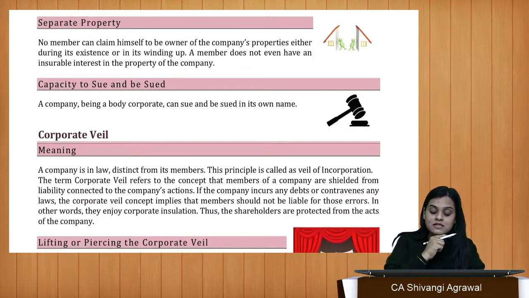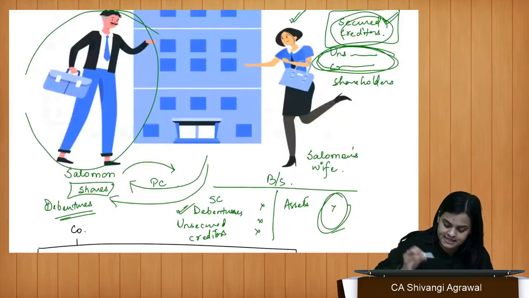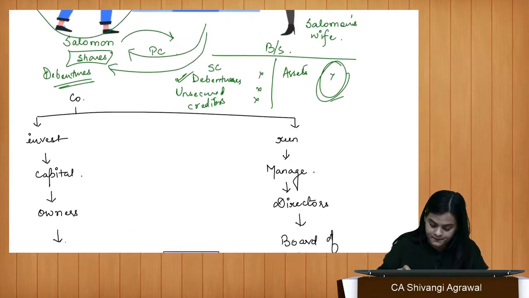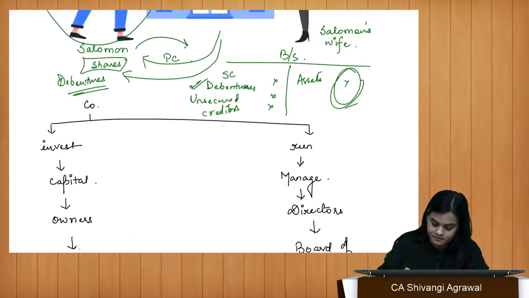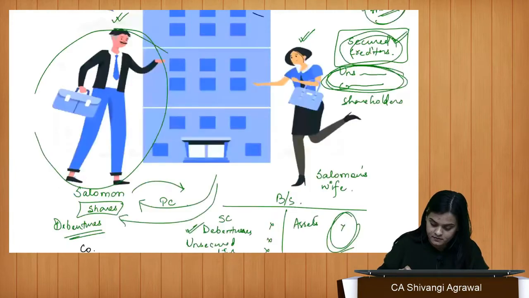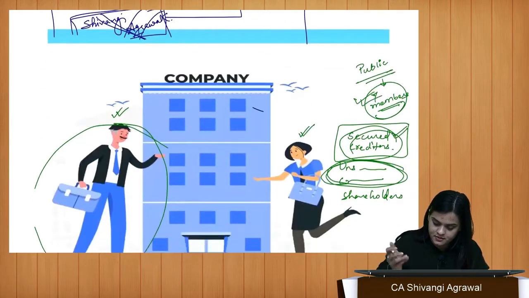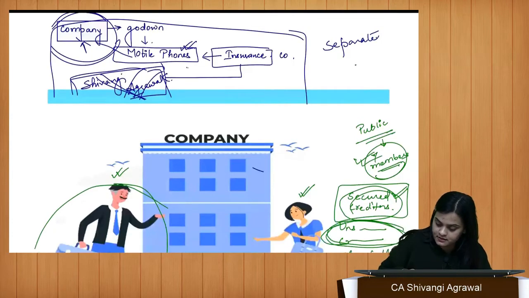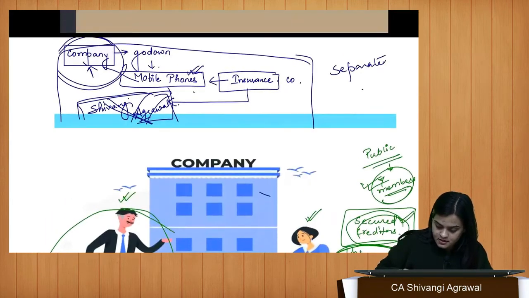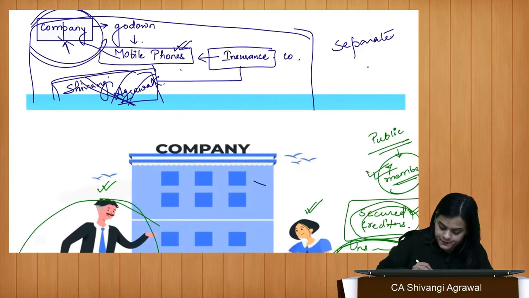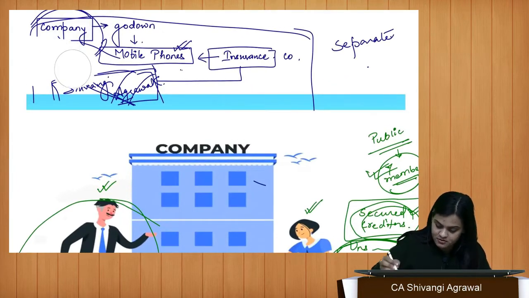Then comes your separate property. Again, let me take an example. Separate property. Actually, I took this example in my Hindi batch also.